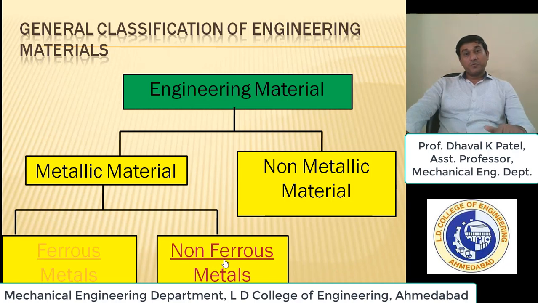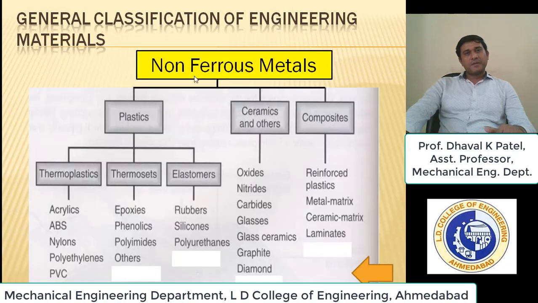Now, let's move toward the non-ferrous materials. They are further classified into plastics, meaning polymeric materials, ceramic materials and composite materials. Plastic is further classified into three categories: thermoplastics, thermosets and elastomers. Friends, basically the difference between these three polymers lies in their properties. Thermoplastics are those plastics which have some flexibility and can be reused. Thermosets cannot be reused and are very hard compared to thermoplastics, like bakelites, phenolics, epoxies. Elastomers have high ductility.